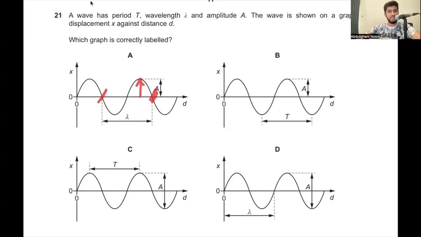Right, so we have the wavelength. So this is correct. If you were to look at the second one, here the amplitude is marked correctly, but the problem is that this is distance on the x axis, so you can't write time period here. You can't say that this is time period. Similarly, in C the time period is wrong and the amplitude is also wrong. Crest to trough is not the amplitude, it's from the mean position. In D they have marked the wavelength correctly, but the amplitude is marked wrong. So A is the correct answer.